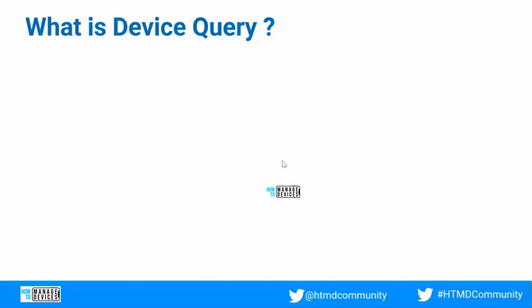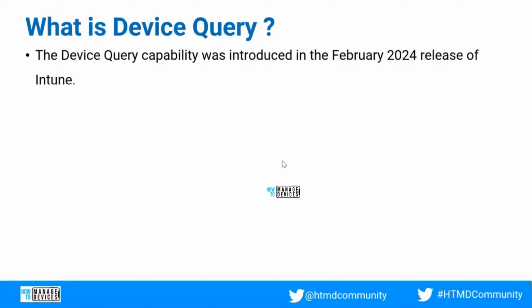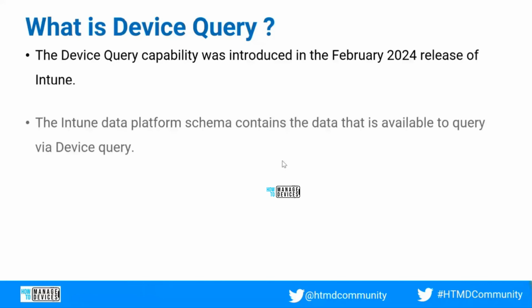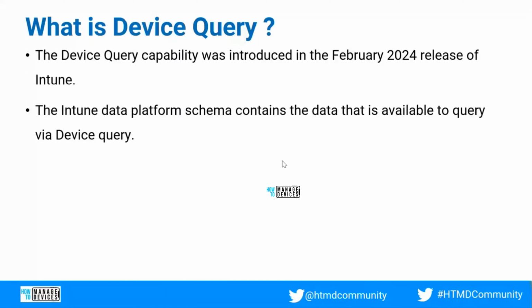The device query capability was introduced, like I said, just two months back, in the Microsoft release of February 2024. The Intune data platform schema contains the data that is available to query via device query. So whatever data is available in the Intune data platform schema can be retrieved through device query. You might wonder where we are getting all these details from. We are getting the details from the Intune data platform schema.